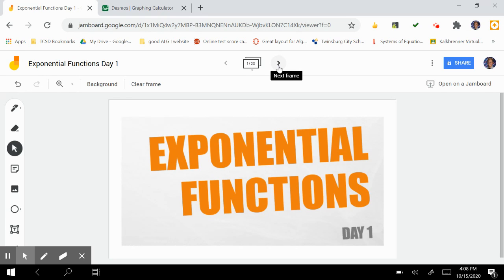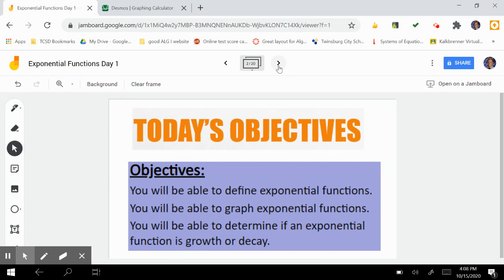All right, today's objective: you will be able to define exponential functions. You will be able to graph exponential functions. You will be able to determine if an exponential function is growth or decay. So growth obviously means the numbers are getting larger. Decaying means it's going to be getting smaller.